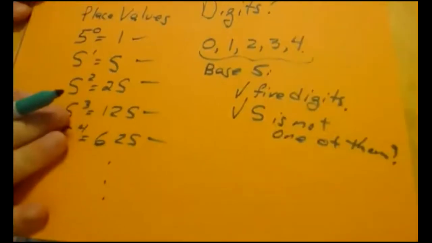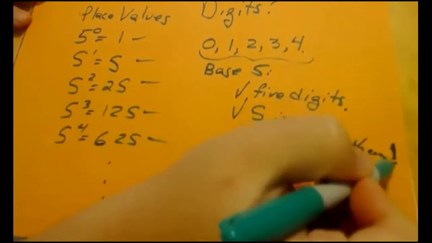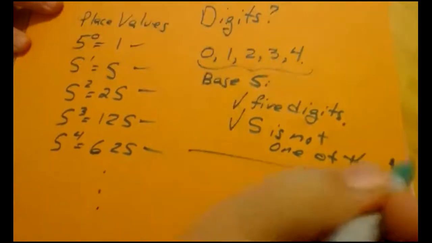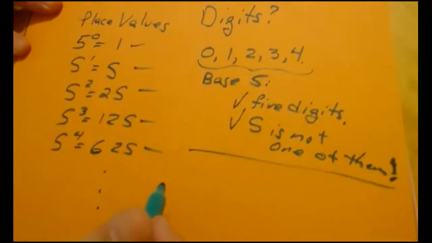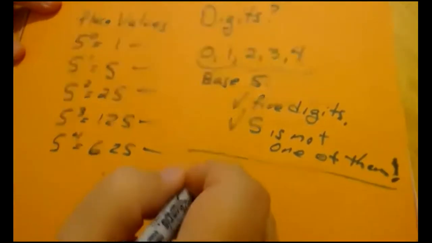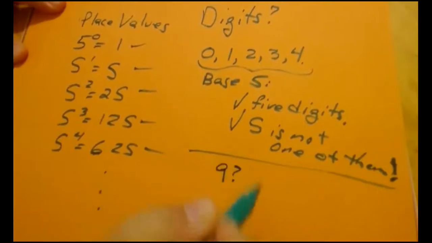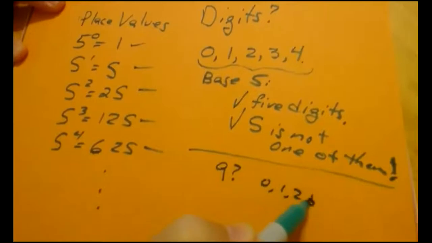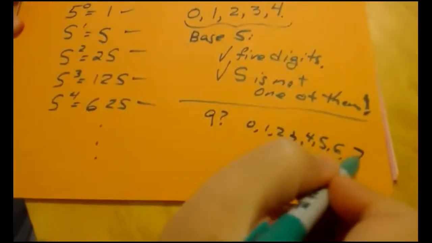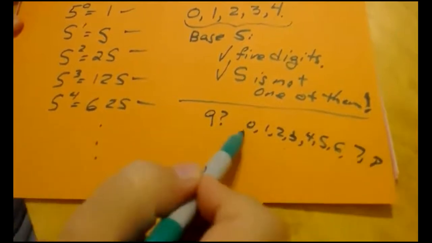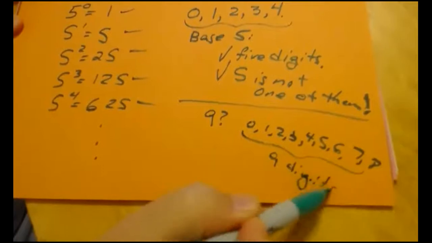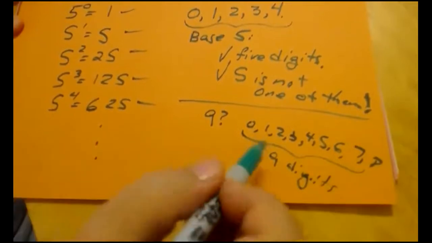Okay? So for example, while we're in this conversation, let's also talk about the digits for the place value of 9. What are the digits for place value 9? Well, there's 9 of them: 0, 1, 2, 3, 4, 5, 6, 7, 8, not including 9, right? So there are 9 of them. And also, 9 is not one of them.